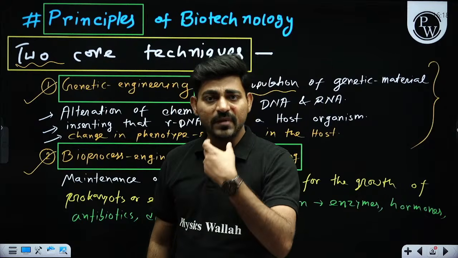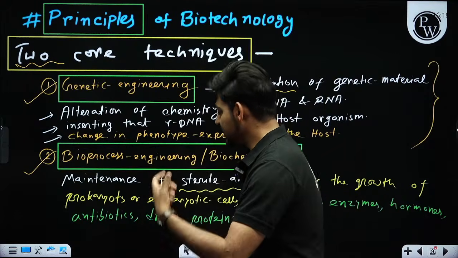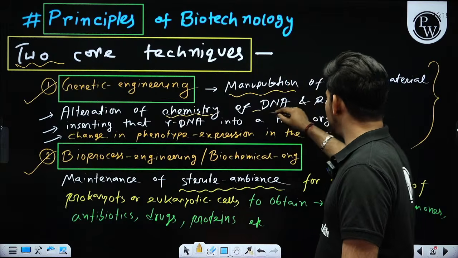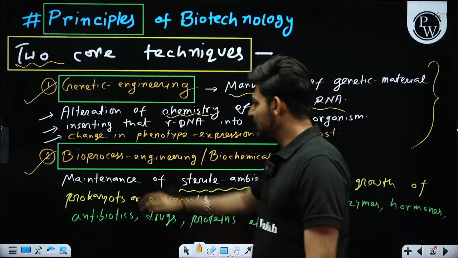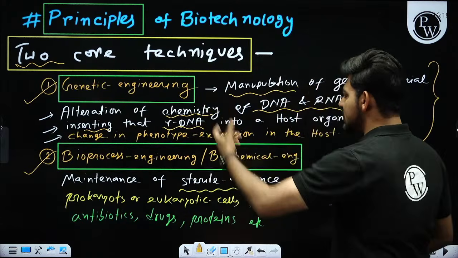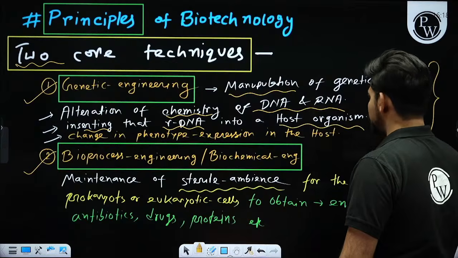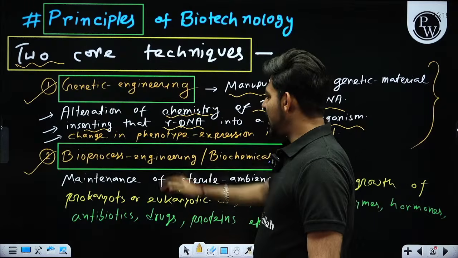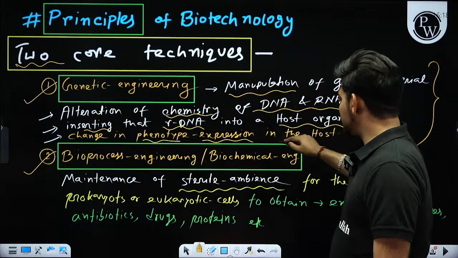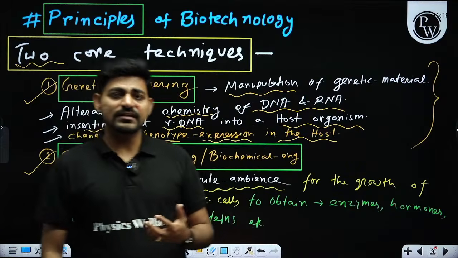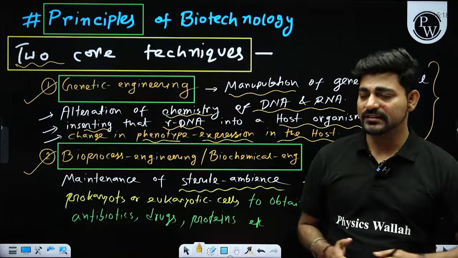The process of manipulation of DNA and RNA, here there will be alteration of the chemistry of DNA and RNA, inserting that recombinant DNA, that altered DNA, into a host organism to obtain the product, and change in phenotypic expression in the host, right?